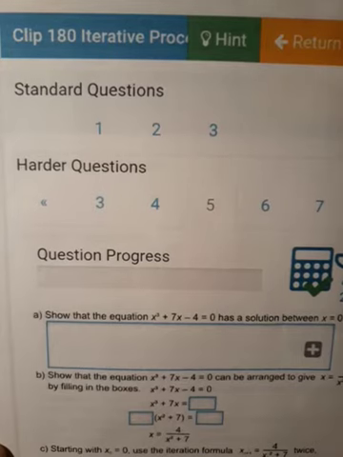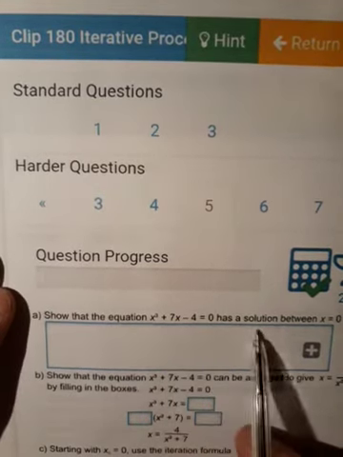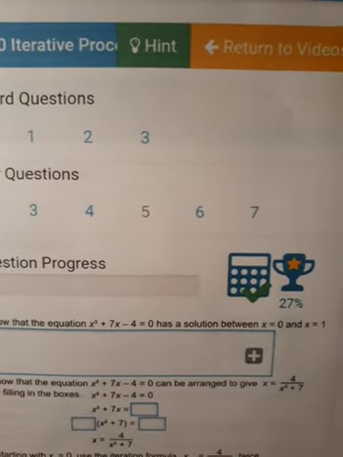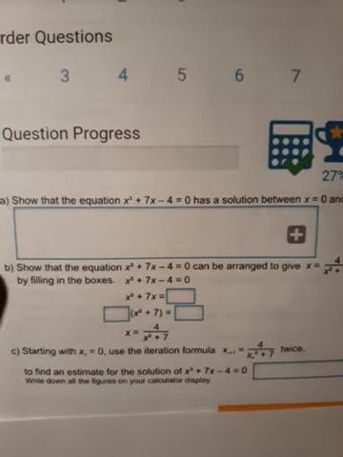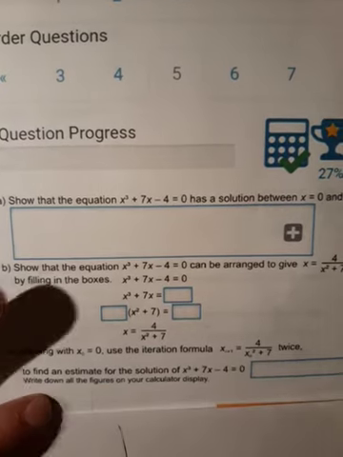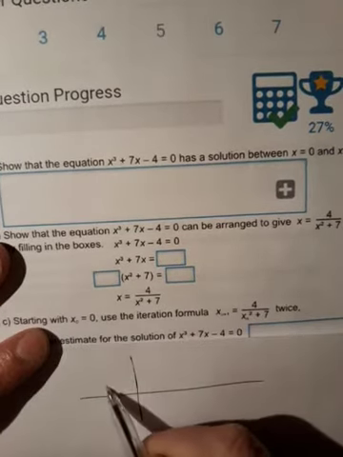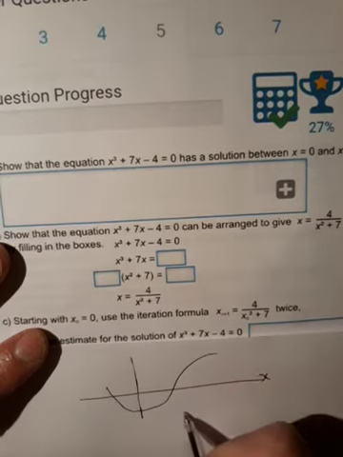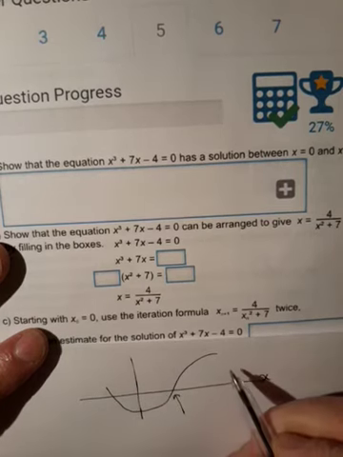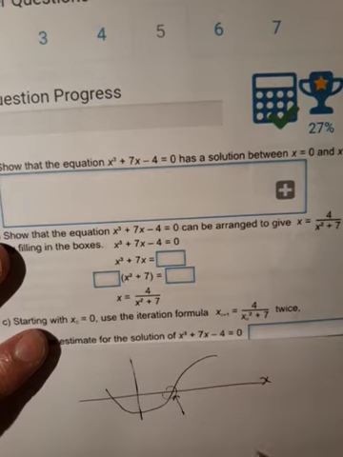The first part says show that the equation x squared plus 7x minus 4 has a solution between x equals 0 and x equals 1. Well, if we think of any equation, we're trying to find the roots or the solution where it's equal to 0. For example, if I've got a graph like this one here, I'm trying to find the value of x when that function is at 0. So we're looking for this point here.